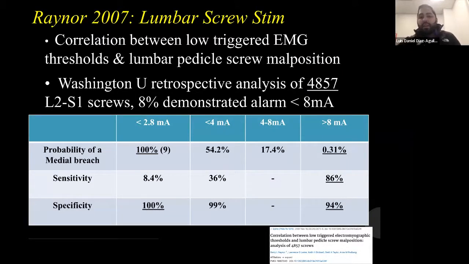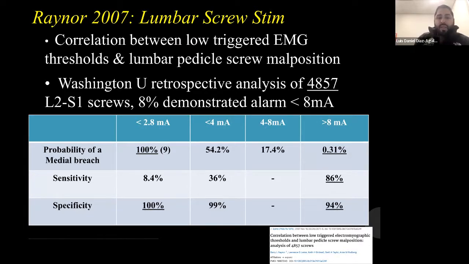Now, this concept is several decades old. However, one very large study, which was very seminal in putting together a lot of this literature, is the Raynor 2007 correlation between low triggered electrical myographic thresholds and lumbar pedicle screw malposition, an analysis of 4,857 screws. Using such a large number of patients, it was able to consolidate some of the data which was already being reported and put numbers, in terms of milliamperes, on what would be considered an alarm criterion for the probability of a medial breach following the placement of a pedicle screw.